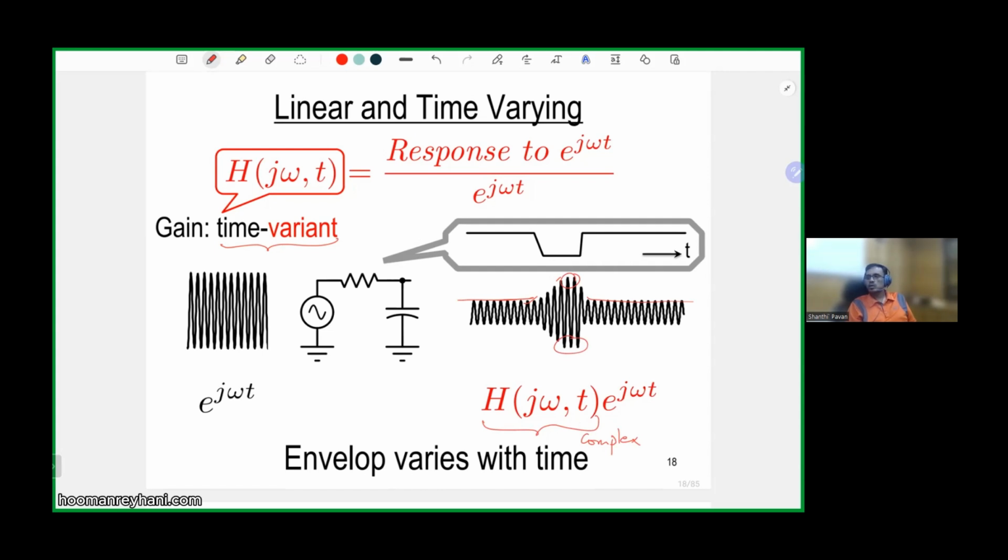Why is it changing slowly? That of course depends on the actual values of the R and the C. This is just illustrative. If the RC time constant and this R1 and R2 were changed, the rate at which this envelope would change would also differ.